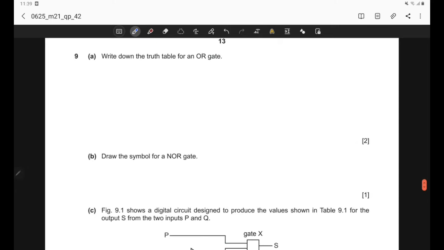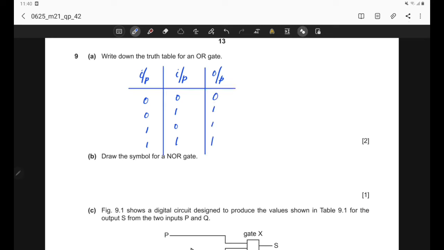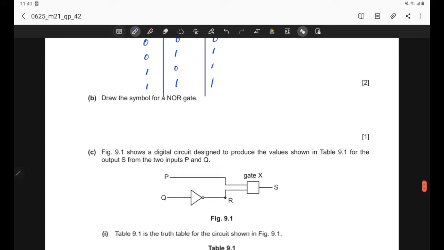Question 9. Write down the truth table for an OR gate. So let's draw the truth table. For an OR gate, there will be 2 inputs and 1 output, and the possible inputs, we should start from 0 0, 0 1, 1 0 and 1 1, and the outputs of the OR gate are 0 1 1 1. You can draw a neat table using a ruler and a pencil.